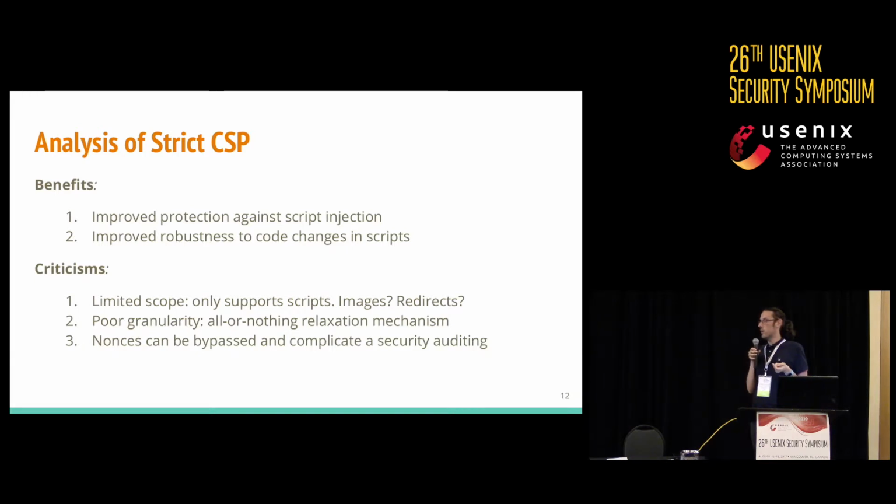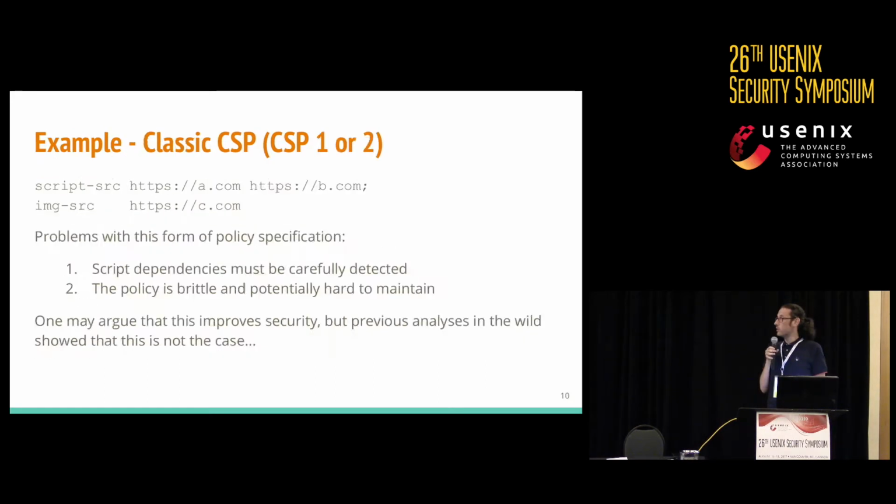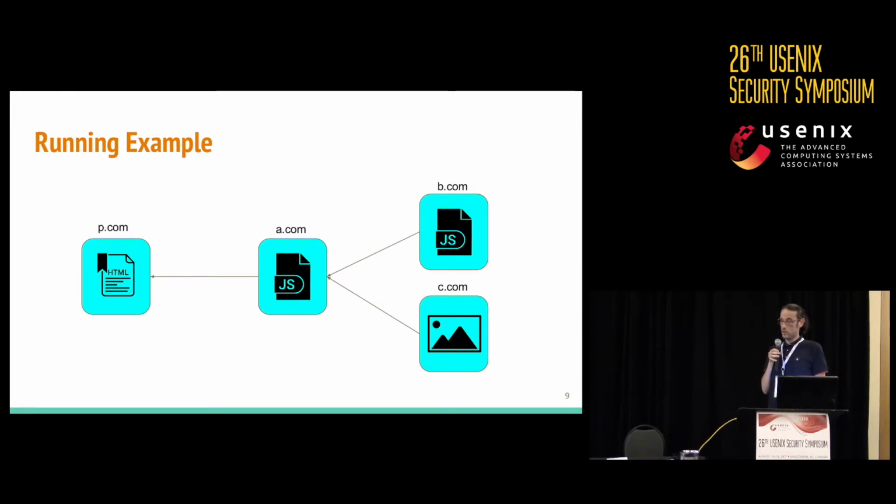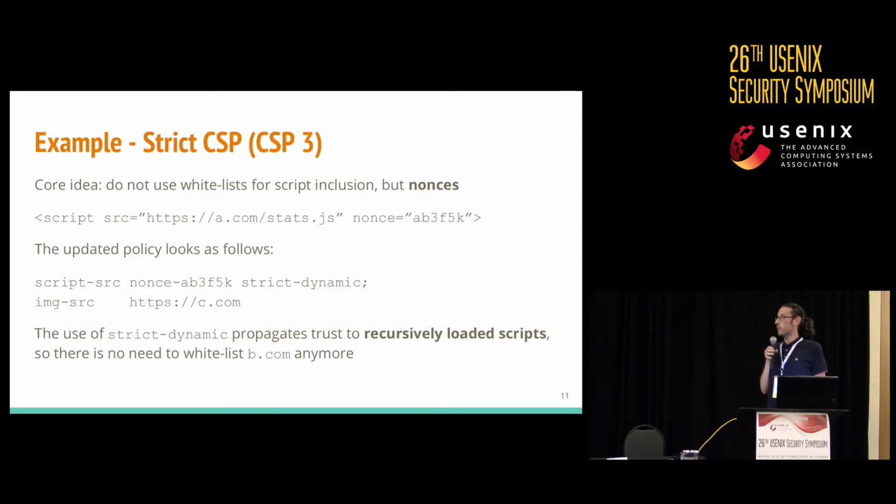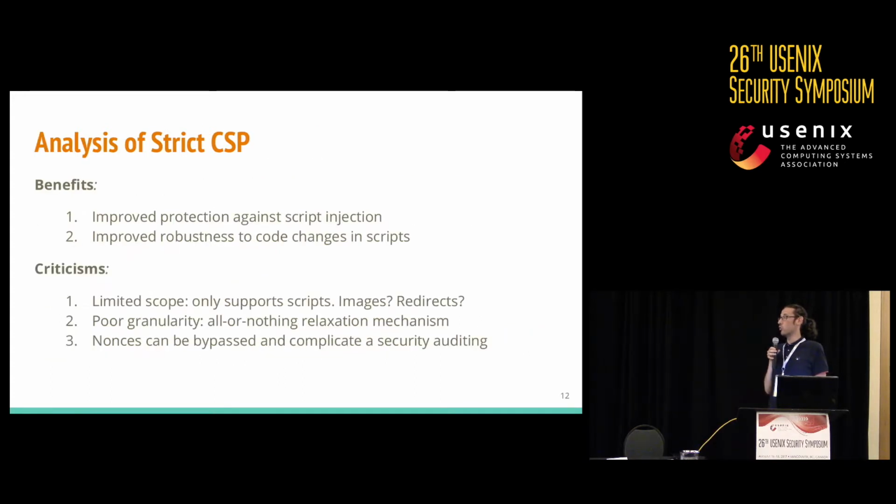But as you can see, there are also a number of criticisms to this approach. And the first point, I already mentioned it, is that the mechanism has only a limited scope because it only supports scripts. In the previous example, if you recall, we had this dependency from c.com, which is an image, and still I have to whitelist the dependency explicitly inside my policy. So this is not a full solution to the problem of script dependencies.